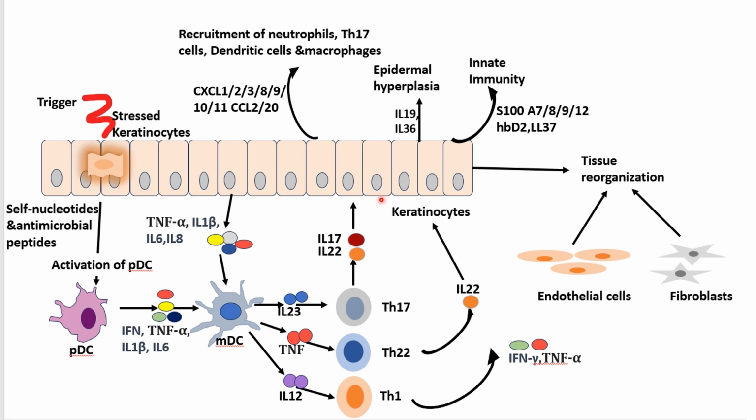These cytokines, especially interleukin-17, will activate the keratinocytes, and when these keratinocytes become activated, they will secrete antimicrobial peptides, many cytokines, and other chemokines to recruit neutrophils and other immune cells. And so we have aggravation of these immune cycles. In addition to that, keratinocytes will form epidermal hyperplasia and will share with the endothelial cells and fibroblasts in tissue reorganization.